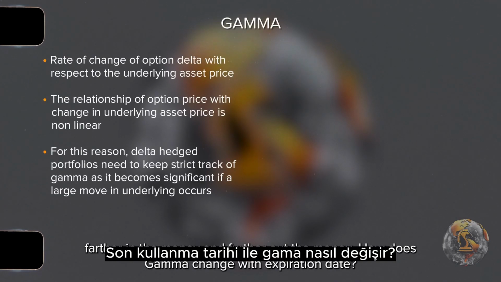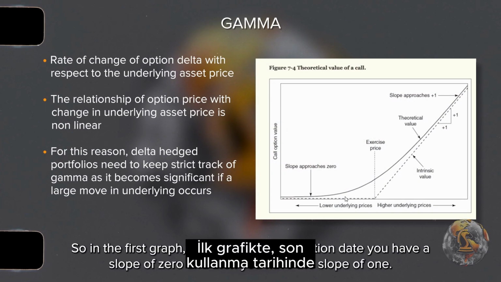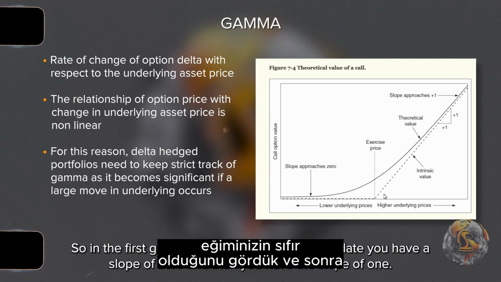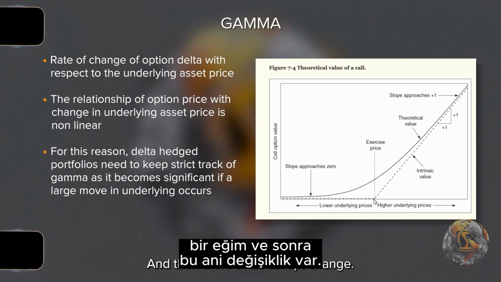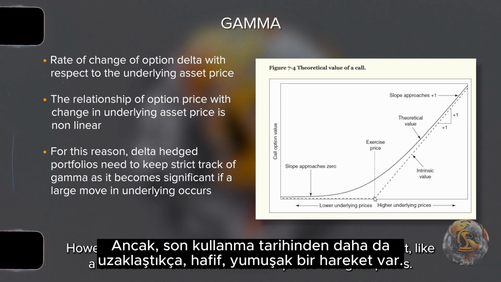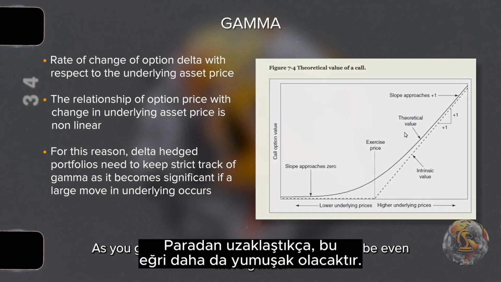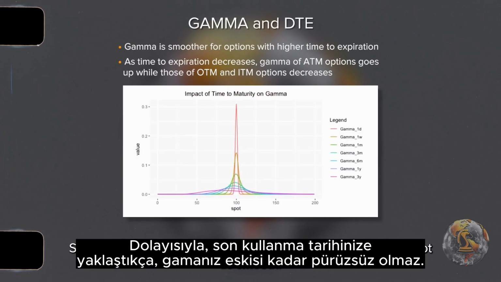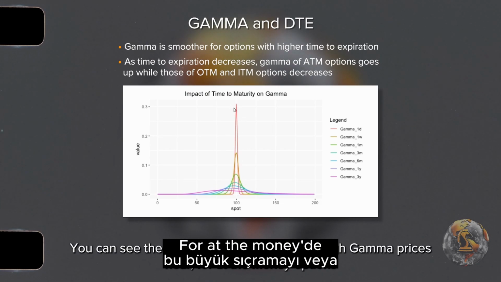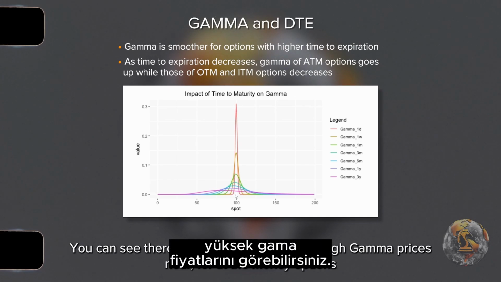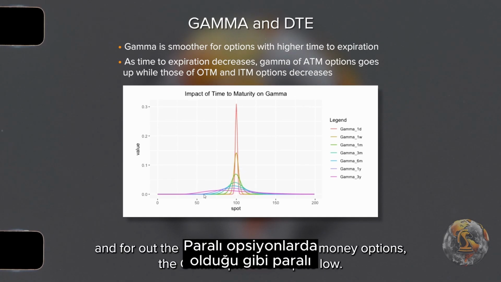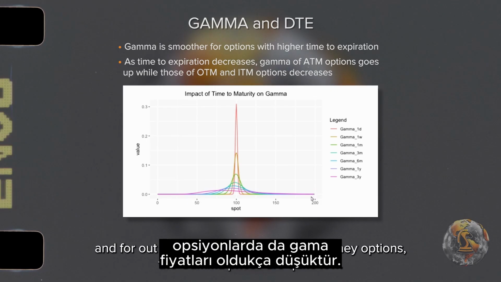How does gamma change with expiration date? So in the first graph, we saw that on expiration date, you have a slope of 0, and then you have a slope of 1, and then there's this abrupt change. However, as we go farther from expiration, there's a slight, smooth movement from smaller prices to higher prices. As we go farther out, this curve will be even more gentle. So as we get closer and closer to expiration, your gamma is not as smooth. You can see there's this big jump, like high gamma near at the money options, and for out the money as well as in the money options, the gamma values are quite low.